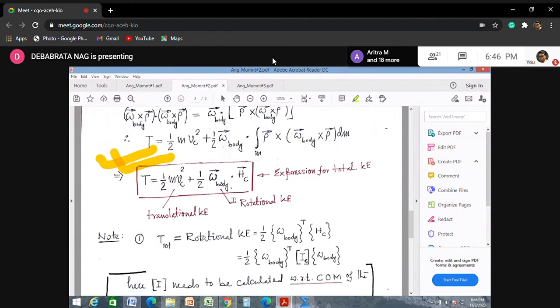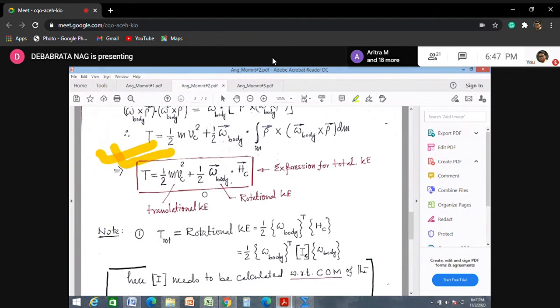Firstly, suppose your rigid body does not have any motion of the center of mass. That means your rigid body is found to be rotating about the center of mass. Then you can drop the first term, of course, and I can write this equation in this format. So that is number one.